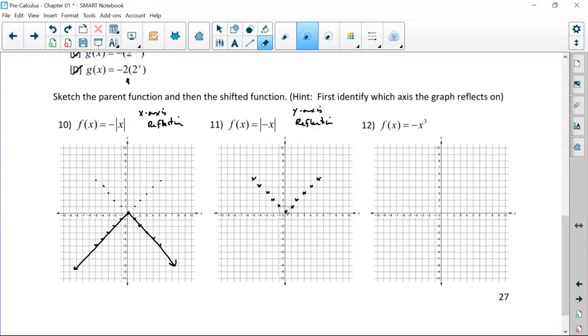When we reflected along that y-axis, nothing happened. It's the same as our parent function. And that's because this is symmetric along that y-axis. We had y-axis symmetry. And because of that y-axis symmetry, it didn't change our graph. It's the same graph for that one.